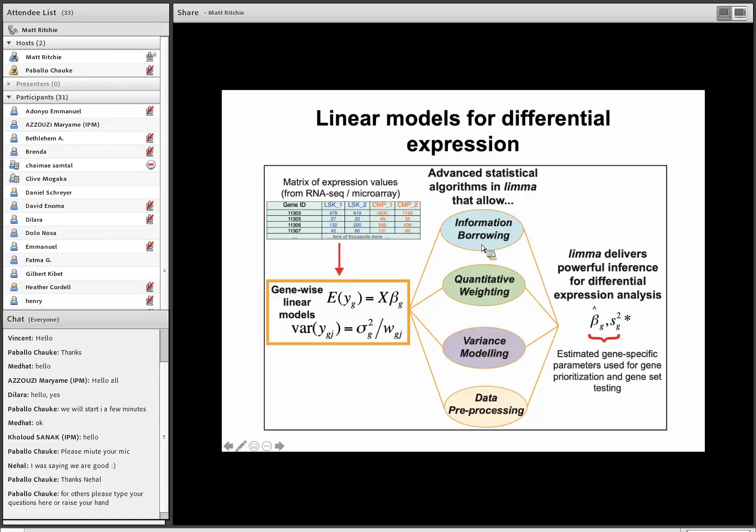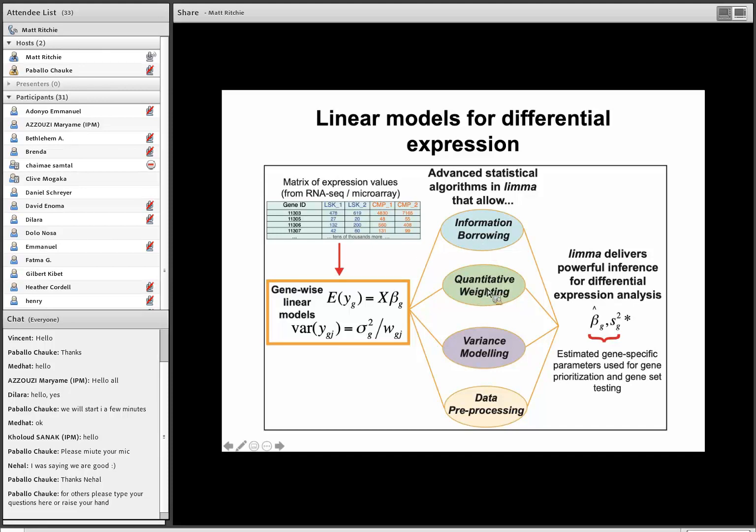Borrowing information refers to the fact that we estimate these linear models over thousands of genes and generally over only a few samples. So the estimation can be improved by looking at the distribution of the variability across all the different genes and doing some squeezing to a common value.